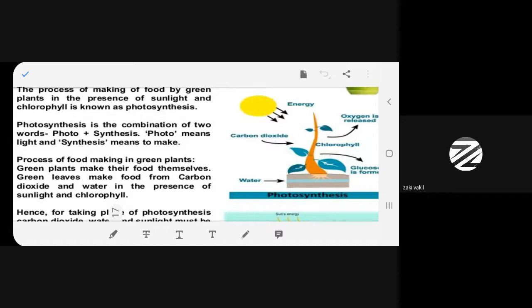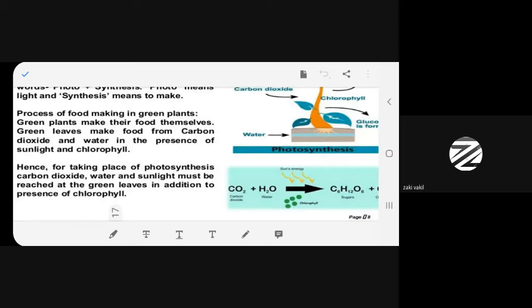Green leaves make food from carbon dioxide and water in the presence of sunlight and chlorophyll. Hence, for photosynthesis to take place, carbon dioxide, water, and sunlight must reach the green leaves in addition to the presence of chlorophyll. Fine.